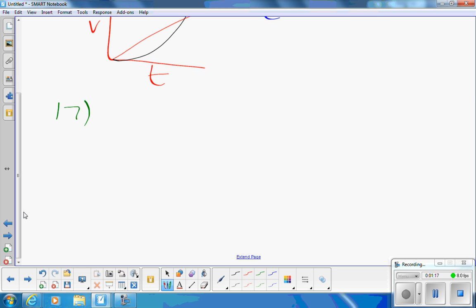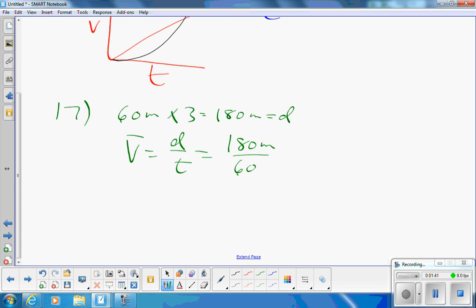A basketball player runs, this is silly, back and forth 3 times. So back and forth once is 60 meters, because they go 30 meters and then 30. You do that 3 times, and you get 180 meters as the total distance traveled. We want the average speed. This time V stands for average speed. I want distance of 180 meters over 60 seconds, which is 3 meters per second.